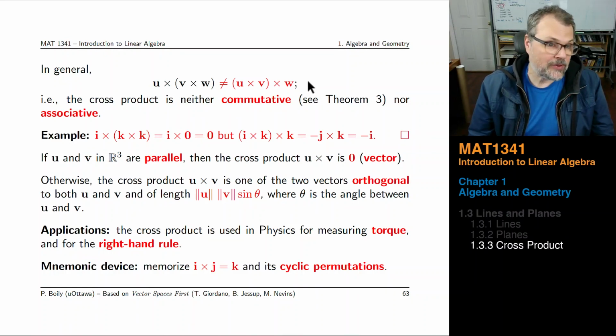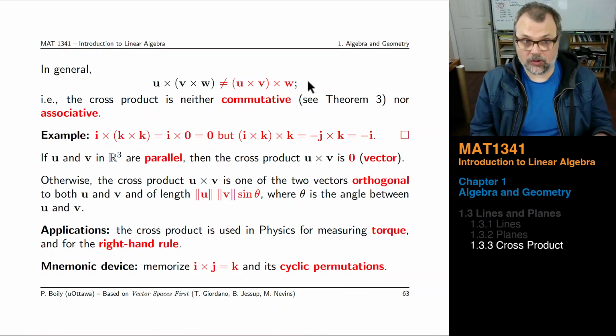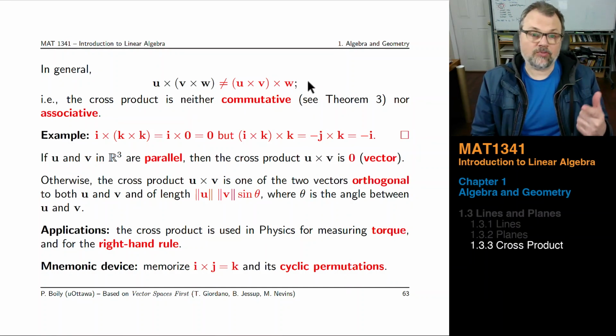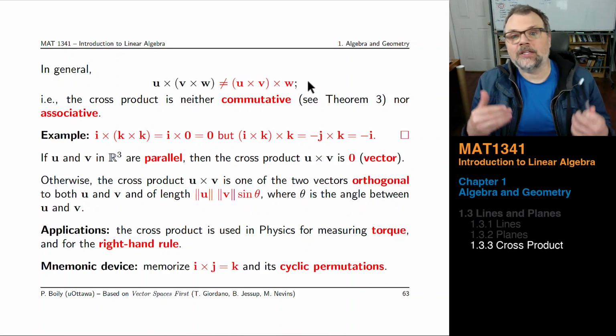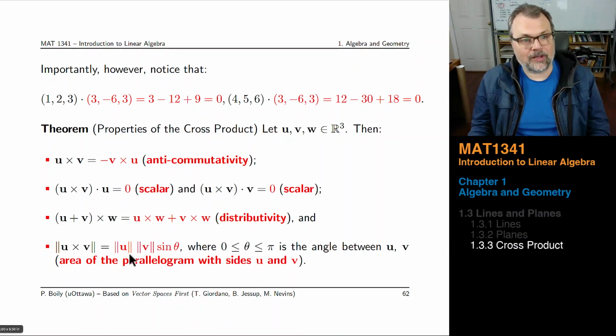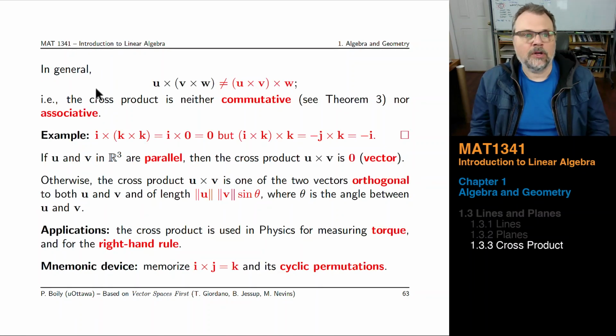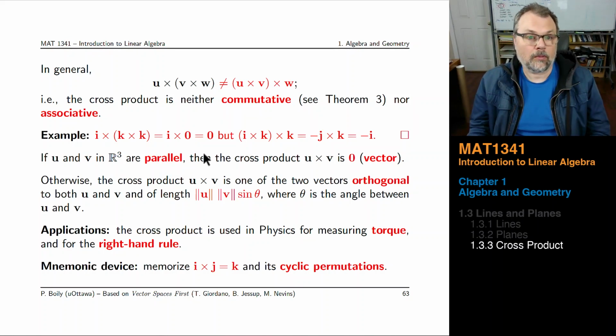If it turns out that U and V are parallel to one another in R3, then their cross product will be 0. Because if they're parallel, they don't actually build a parallelogram, and the area of the parallelogram here would actually have to be 0. The angle between them is 0, so the length of the U cross V is 0, sine of 0 is 0, and then you get a cross product which has to be 0. That's the only vector whose length is 0.